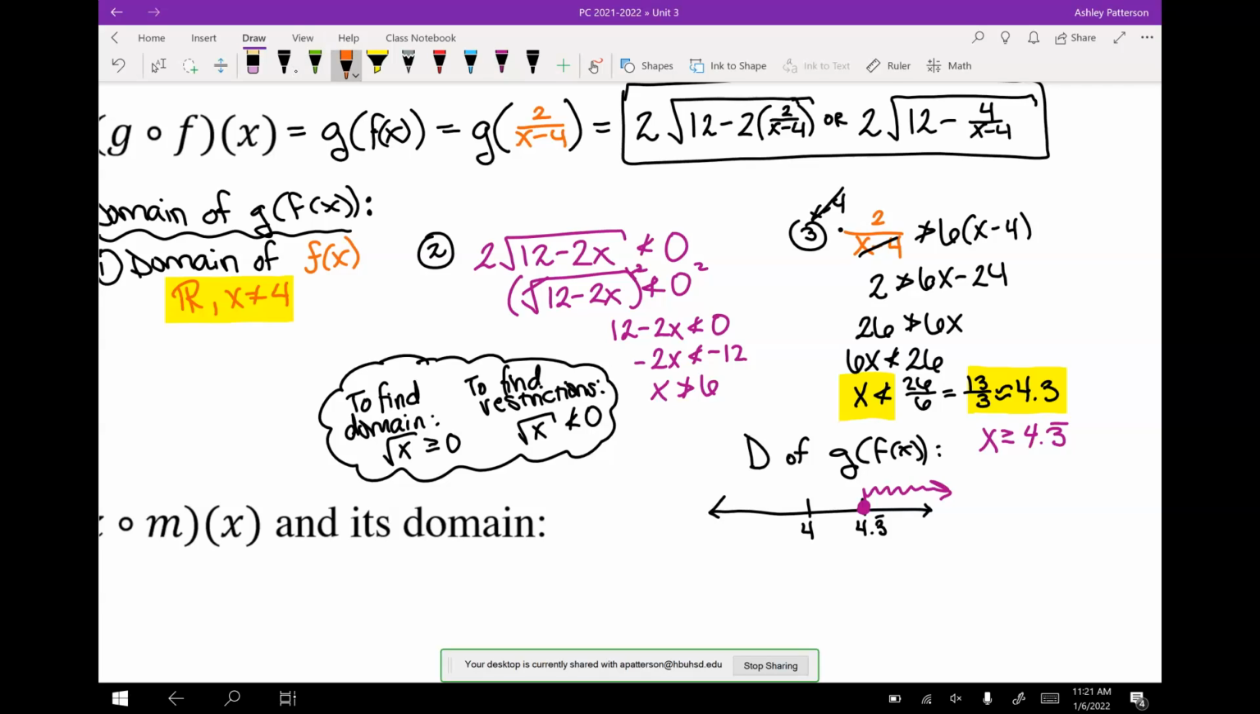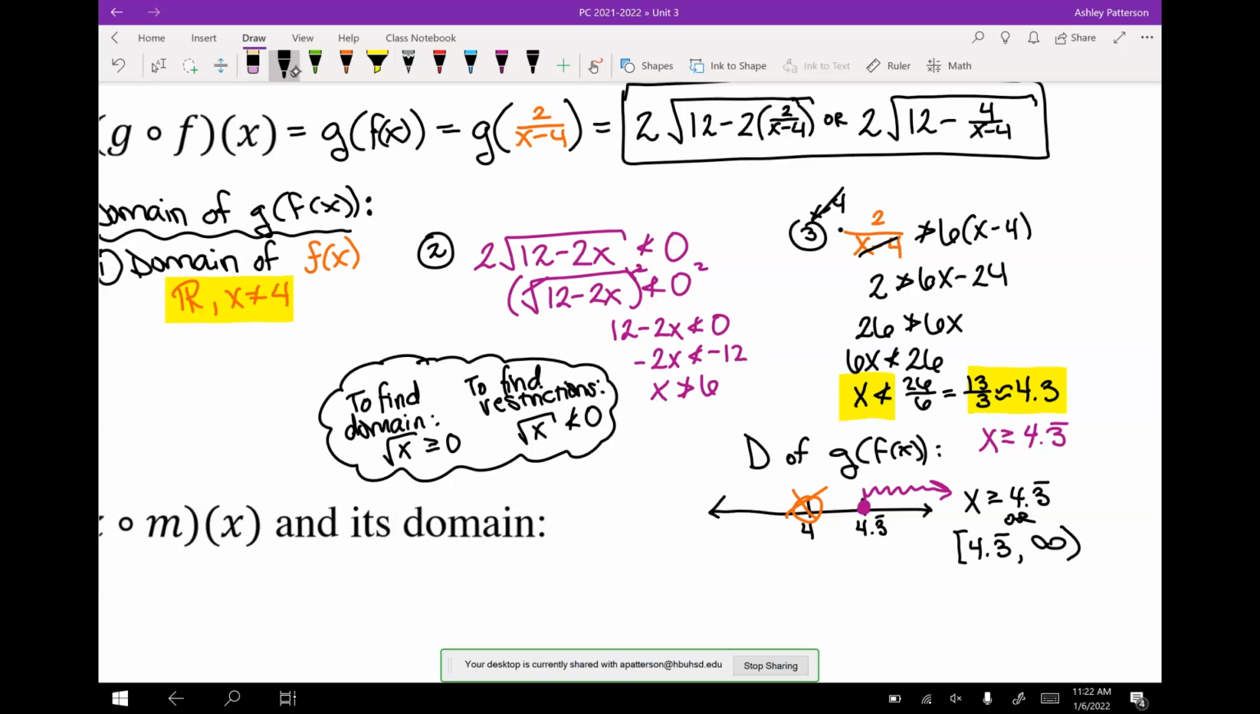Number 1 says we can't be 4. Do these overlap? No. There's no way that we can be 4, so we don't need to address it. The restriction found in 3 already applies. So we can say that x is greater than or equal to 4.3 repeating, or we can say that it is inclusive 4.3 repeating to infinity. Yay! Good stuff. Okay, any questions on B?